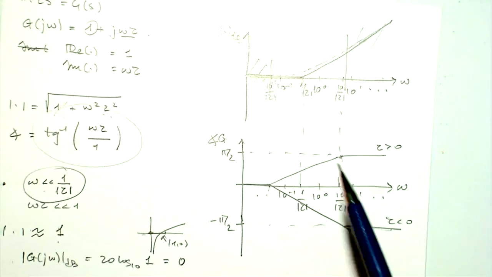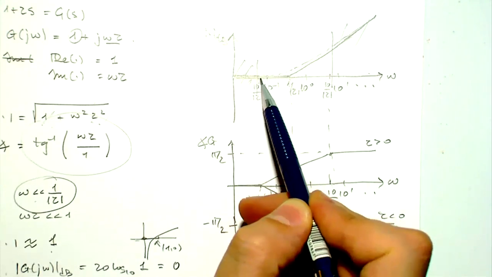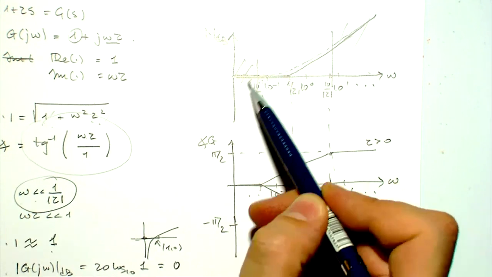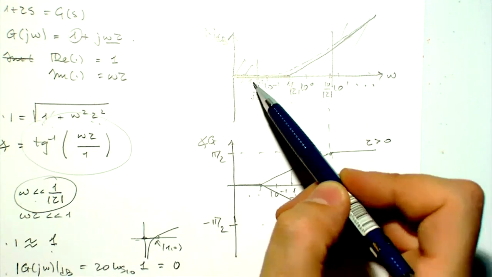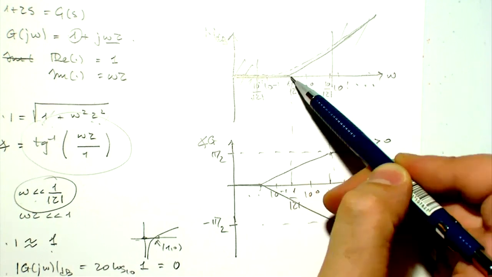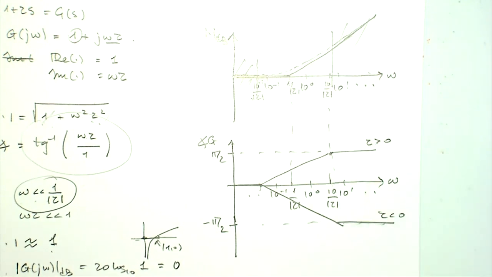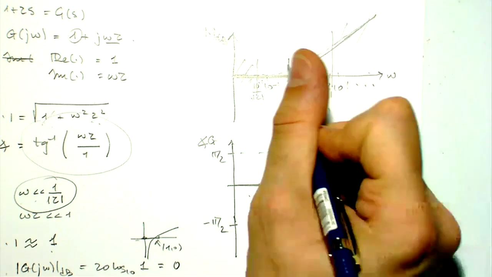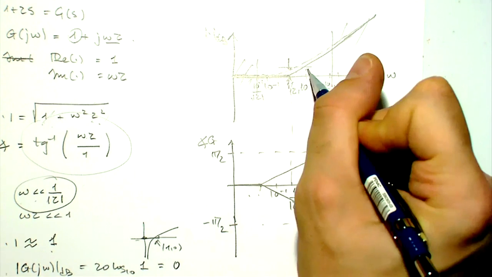Here. So what I'm saying is that within here, when omega is much smaller, at least a decade smaller, you get a good approximation. A decade bigger, you get a good approximation. In the middle, your real behavior is going to be a little bit distant from this simplified thing that we're doing. But the maximum error is going to be here, and it can be quantified to be 3 dBs.